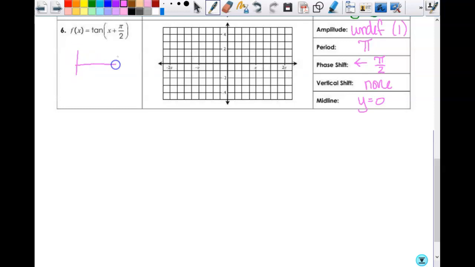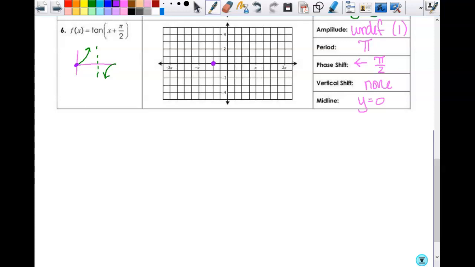Then I'm going to draw in my parent function so I have something to follow. I cannot stress to you how important that really is for you to keep up with what you're doing. We're going to start with this point. That's normally at 0, 0. Okay? There is no midline shift, so I am at 0, 0, but I have a phase shift to the left pi halves, so I have to move to the left pi halves. That's my new 0, 0.